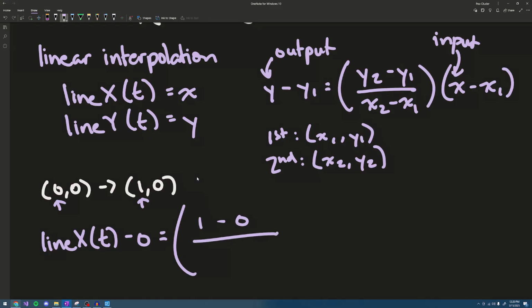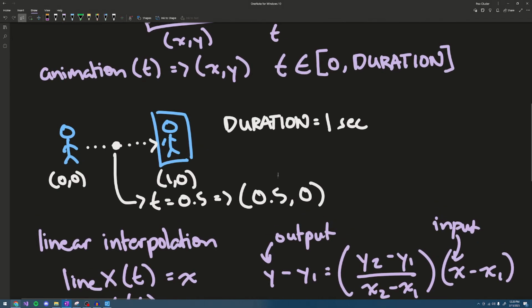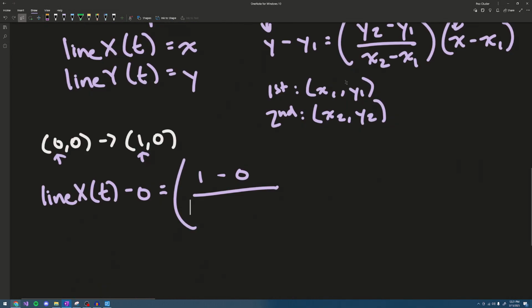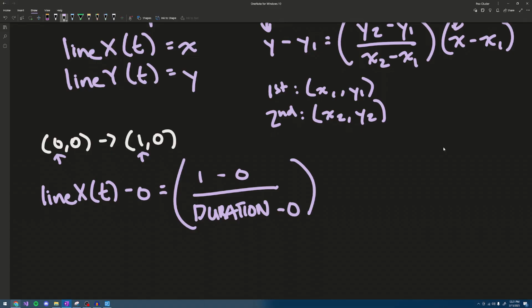And it's over x2 minus x1. What is that? We know that x's are in terms of t. So we need to figure out what x2 and x1 are in terms of t. If we scroll above, we actually already defined that t is increasing from 0 to duration. So we can view duration actually as our target x2, and 0 is our starting x1. Here we can put duration minus 0, where duration is how long it should take, and 0 is when the animation started, which is at 0 seconds.